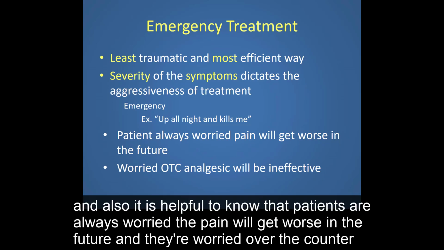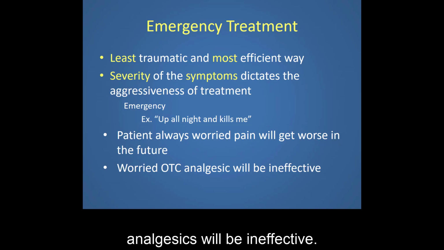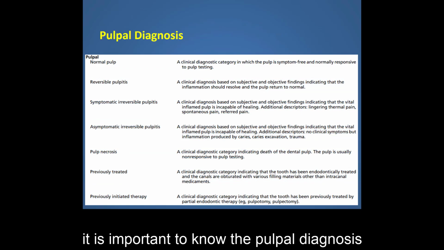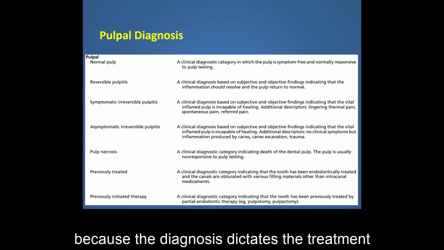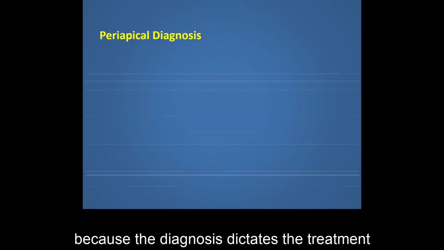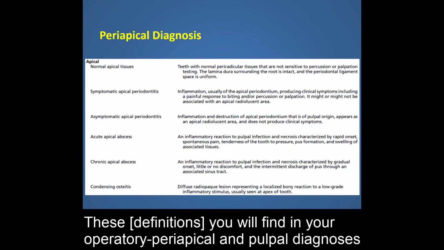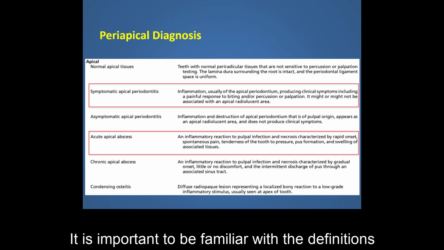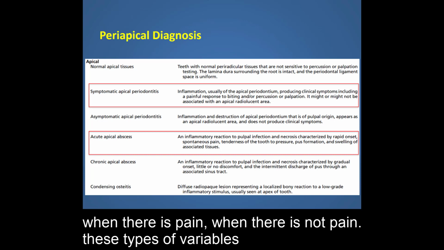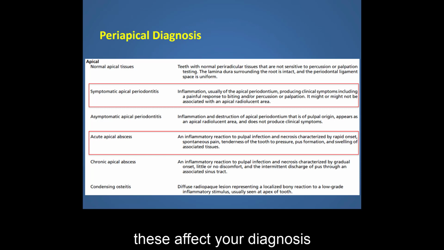Also, it's helpful to know that patients are always worried the pain will get worse in the future, and they're worried that over-the-counter analgesics will be ineffective. It's important to know the pulpal diagnosis because the diagnosis dictates the treatment. So these you will find in your operatory, periapical and pulpal diagnoses. It's important to be familiar with the definitions. When there's pain, when there isn't pain, these types of variables affect your diagnosis.